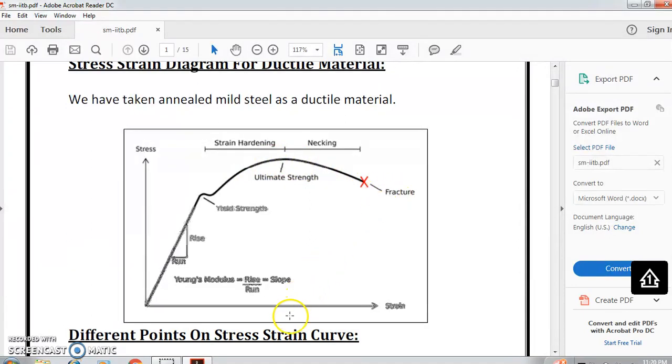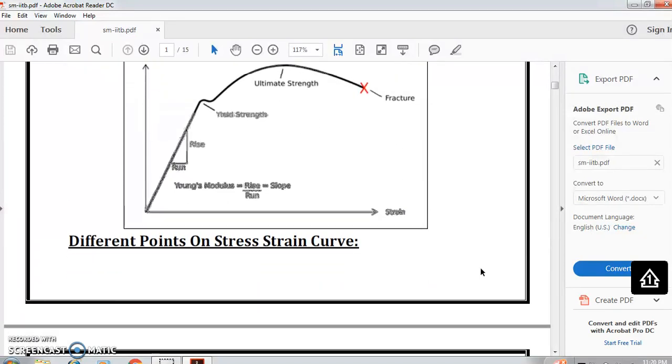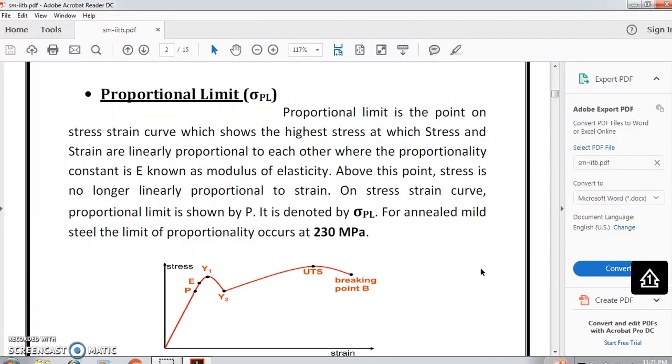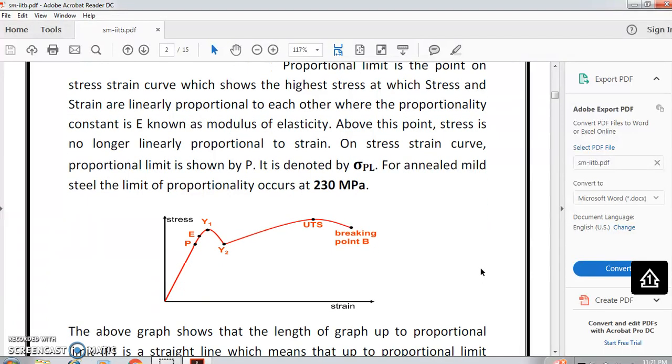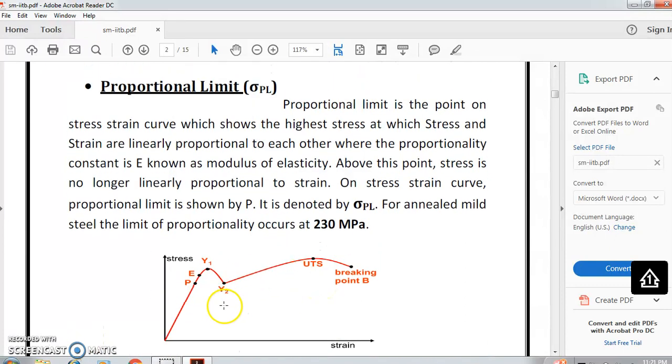In the stress strain diagram, on the y-axis we will take stress, and on the x-axis we will take strain. Now we will see the different stages of the stress strain curve of ductile materials. Here we are observing different points: P, E, Y1, Y2 and UTS, and the last one is the breaking point. First we have to observe this point P.